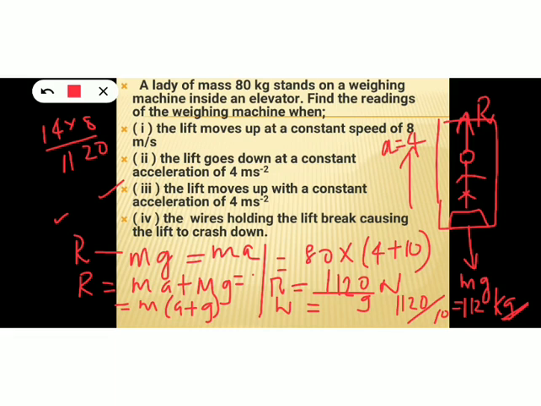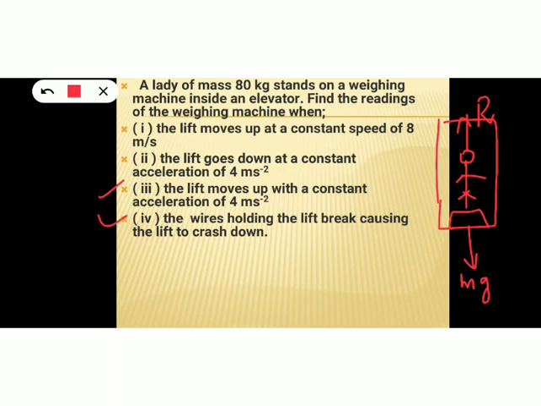Okay. Now let's discuss the fourth case. The wires holding the lift break, causing the lift to crash down. So now the lift crashed down. That means the lift falls freely. It will be a free fall now. So whenever the fall is a free fall, the lift is going down with an acceleration of g. So what will be the equation of motion? Our equation of motion will be mg minus R. Since it is a downward motion, mg will dominate.